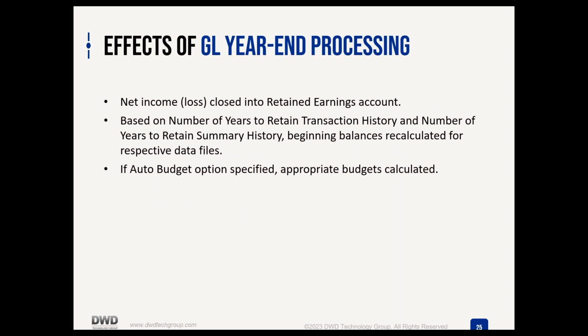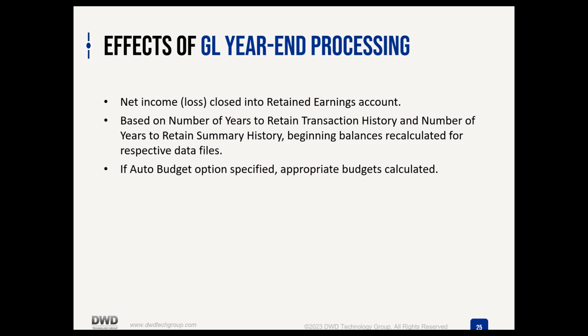What happens when we do the year-end processing? So as we go through and we do our period-end processing, Sage tells us, okay, you're in this month and you're closing into the next month. Okay, fine. And then when we get to the end of our fiscal year, Sage will say, okay, we are going to close our fiscal year now. What happens in the GL? Well, predominantly the net income or loss gets closed into the retained earnings account. And then based on the number of years to retain transaction history and the number of years to retain summary history, we might have the software recalculate what we call beginning balances.